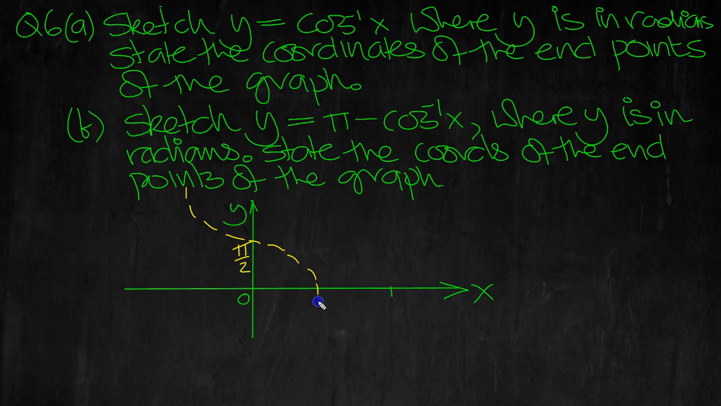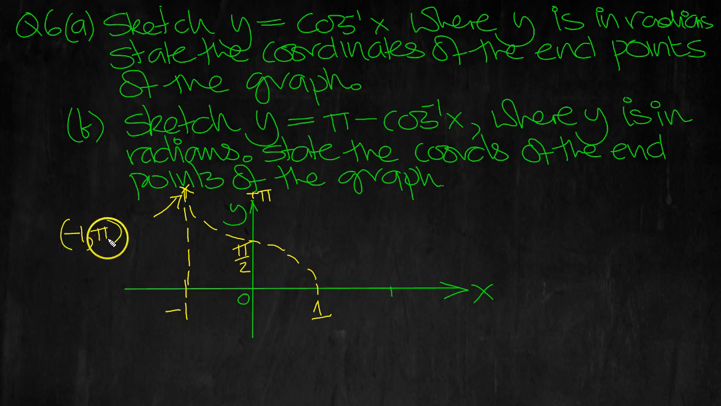So this value will be 1. And this value here will be minus 1. Right. So there's minus 1. So the endpoint here, this value here will be pi. And this will be 0. And that's the end coordinate there. So that end coordinate will be minus 1, pi.